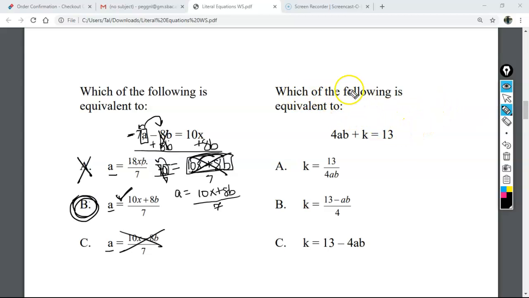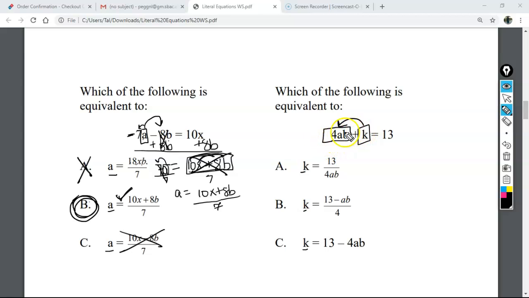And then our last one. Which of the following is equivalent to 4ab plus k equals 13? Well, first thing I notice, every answer choice is k. So they must be isolating the variable k. I like this problem because watch this. The only thing that needs to go is this term here, 4ab.